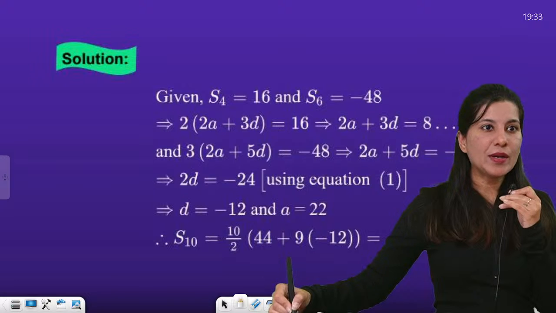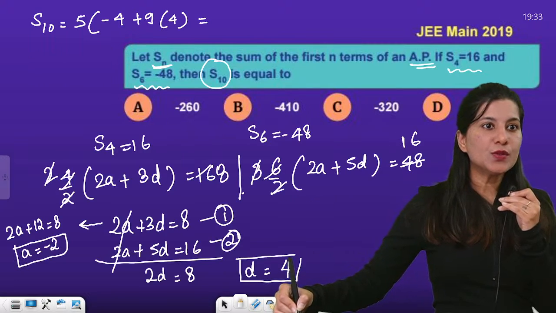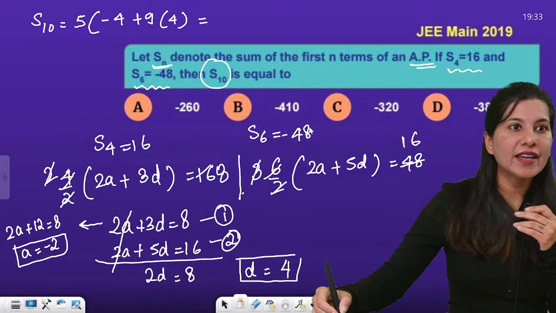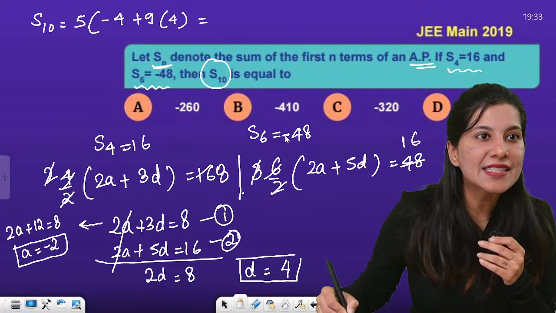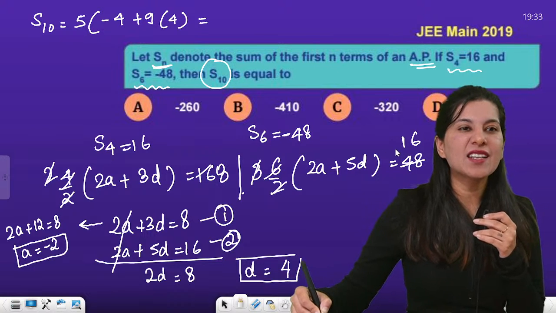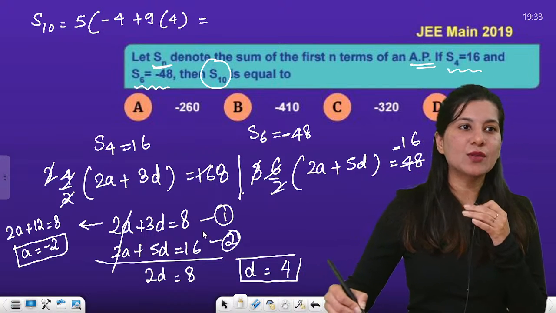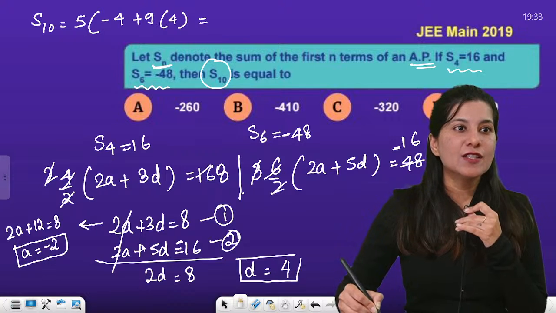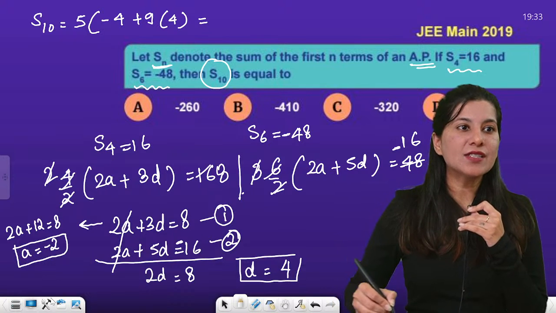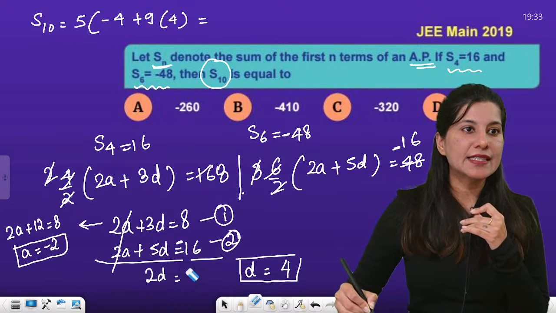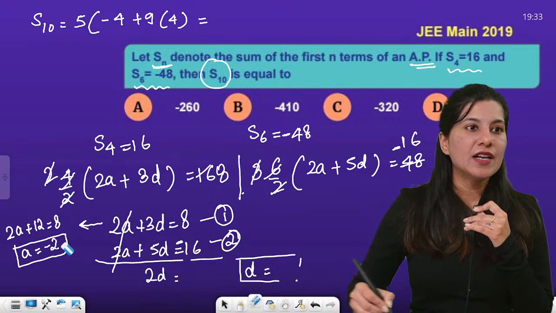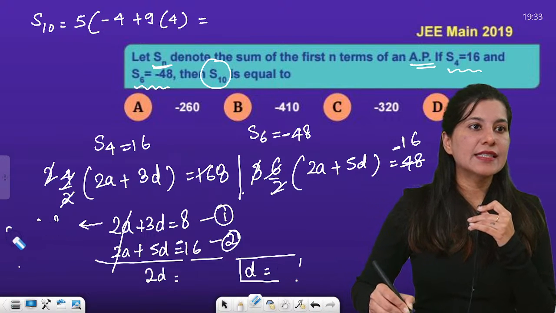D is minus 12. Oops. So maybe I missed out on this minus sign. Okay, minus sign is there. Oops, so we have done an incorrect calculation. So minus sign is there. So 2d will be equal to minus 24. Yes, this is minus 24, right? Yes.